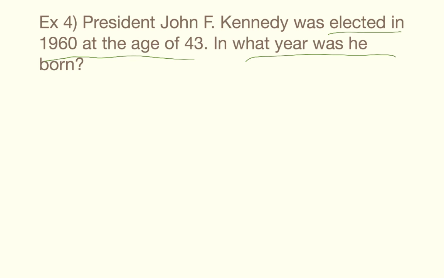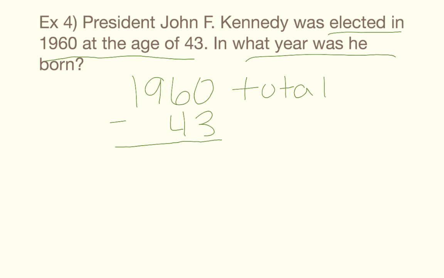Great. 1960 is it. 1960 was when he was elected. So the 1960 would be considered our total. And then we'll subtract the 43 because that's how old he was in 1960. So if we subtract the 43, we'll end up getting 1917, which is the year he was born.